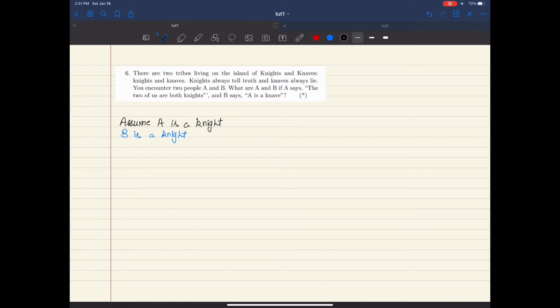We'll start off again, and let's assume B is a knight. So if B is a knight, B says A is a knave, and what A said was the two of us are both knights, and since it's a lie, it should mean that they both are not knights. So either one of them could be a knave, which is fairly true with our statement. So A is a knave and B is a knight. That's the solution to our problem.